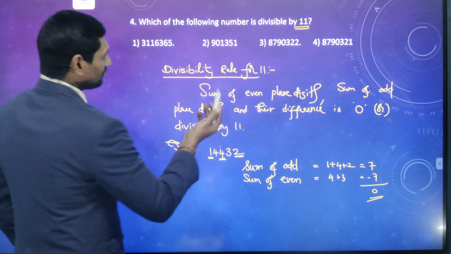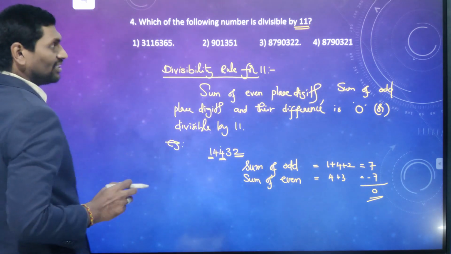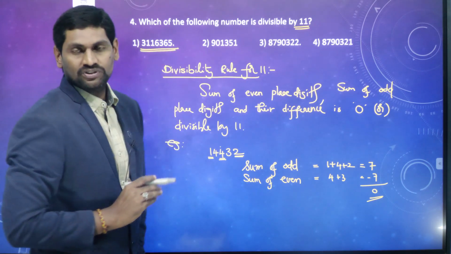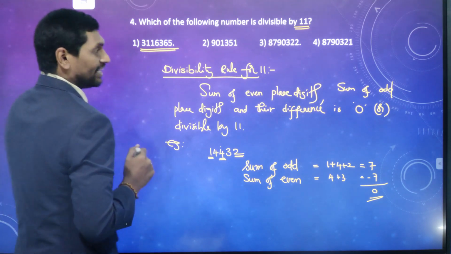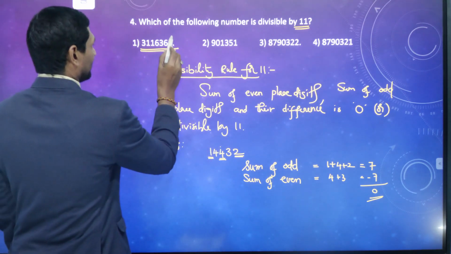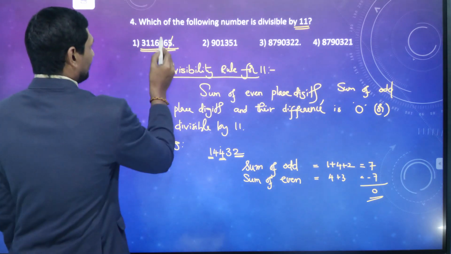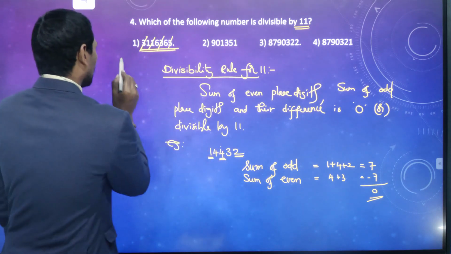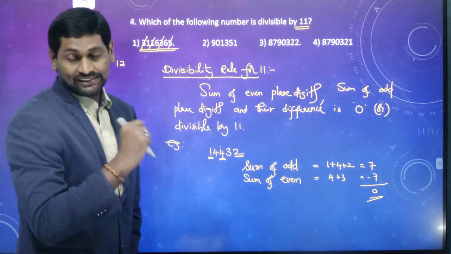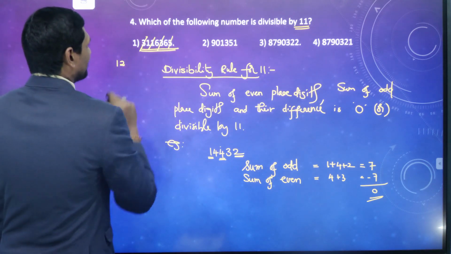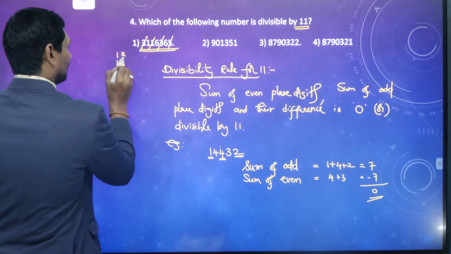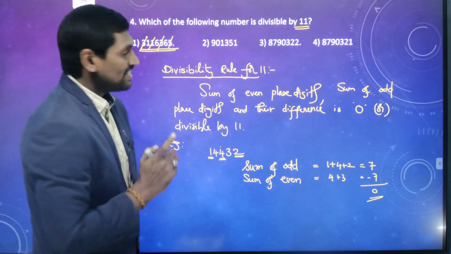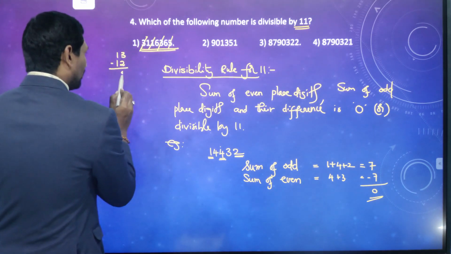Now coming to the same question, let us apply the divisibility rules through the options. First option, I am identifying the odd place digits: 5 plus 3, 8. 8 plus 1, 9. 9 plus 3 is 12. Now the remaining even place digits: 6 plus 6, 12. 12 plus 1, 13. The even place digits sum is 13, the odd place digits sum is 12. So 13 minus 12 is 1.